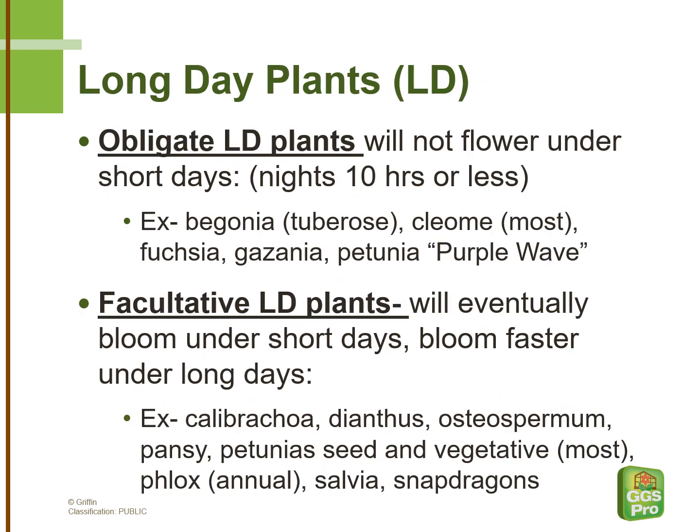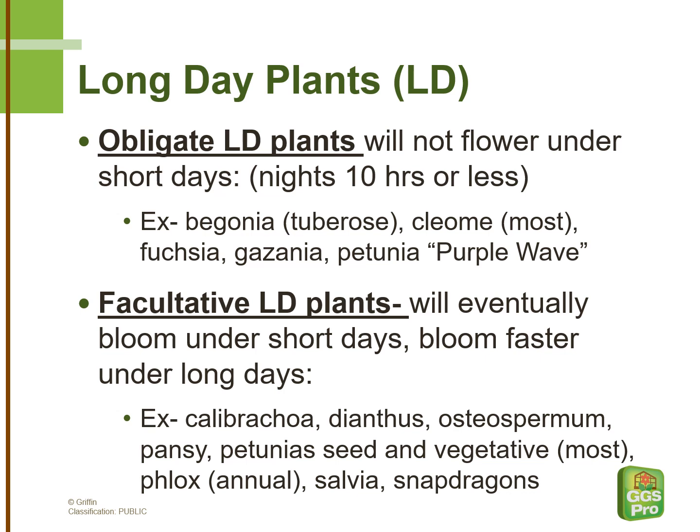We'll get a little bit more specific. Now, there are 2 different types of long day plants. Obligate long day plants are those that will absolutely not flower under short days. Some examples of those are your tuberous begonias, again, the nonstop type begonias, fuchsias, and it might surprise you, but Petunia Purple Wave is an obligate long day plant. So if you're trying to get them in bloom faster, the idea is not to plant them earlier in the season to get them in bloom sooner. It is to light them and give them the requirement that they need in order to initiate those flower buds.